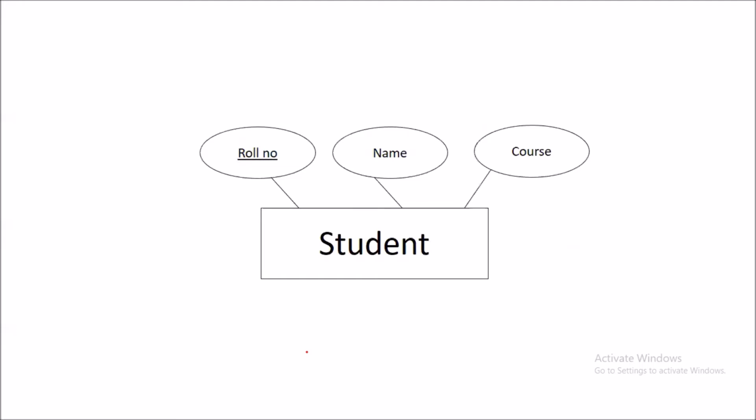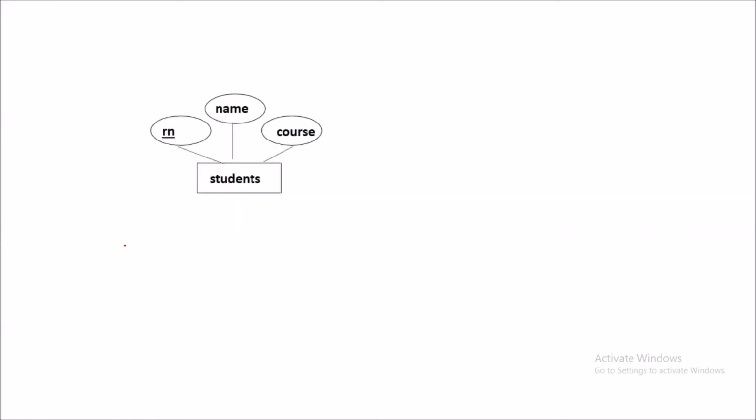Now I'll show you with this picture. Here, student is an entity and roll number, name and course are attributes. Here, roll number is a primary key. Here you can clearly see the student, which is an entity, and roll number, name, and courses are the attributes of the student entity.